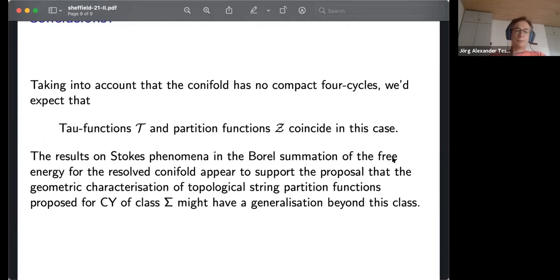And I would take these results from the resolved conifold as a first hint that in fact the picture that we have seen concerning relation topological string partition functions to tau functions, etc., may have a generalization beyond the class sigma, where it is best understood at the moment.